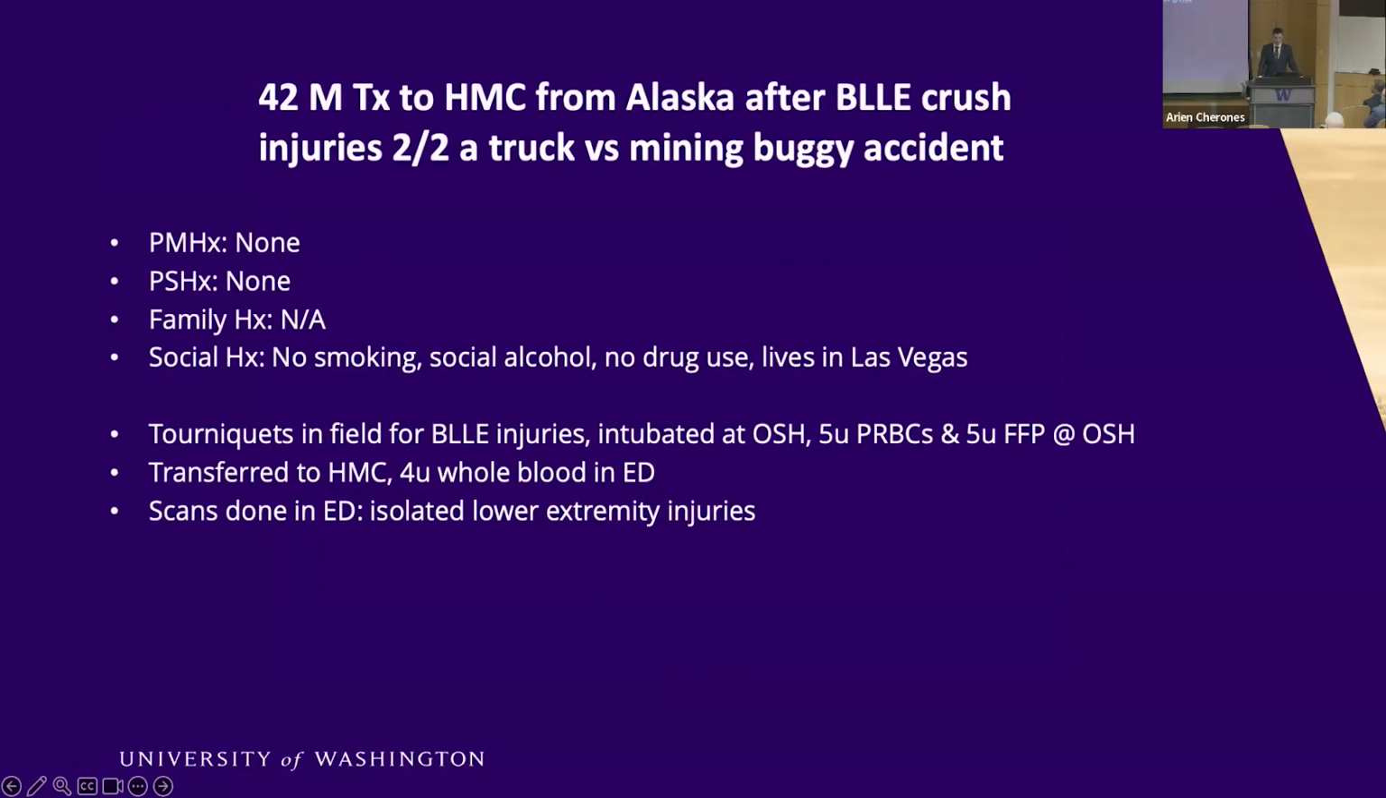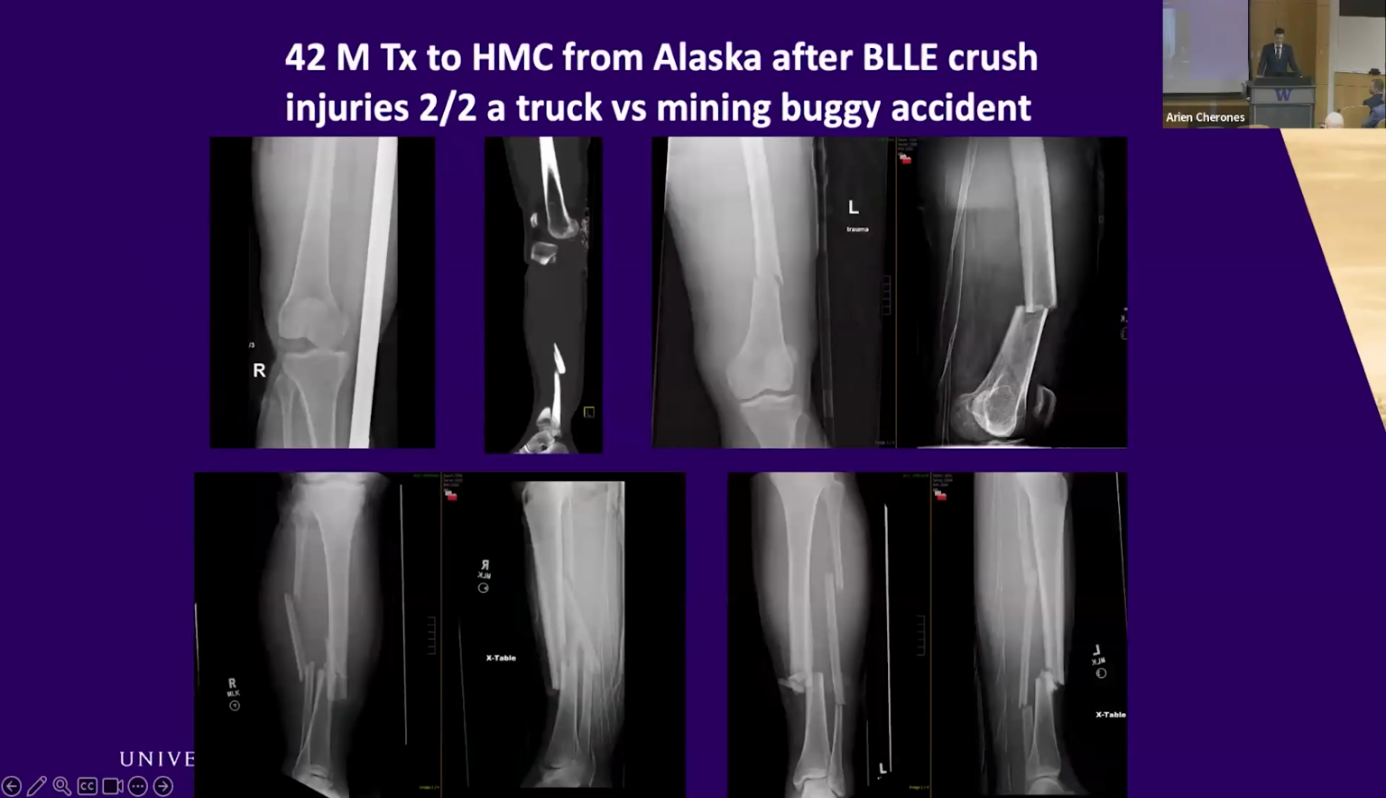In the field, he had tourniquets placed as he had active bleeding. He was taken to an outside hospital in Juneau where they took down his tourniquets. They resuscitated him a bit. They gave him 5 units of PRBCs, 5 of FFP, intubated him, and then they sent him to Harborview. At Harborview, he was still hypotensive and tachycardic. He got 4 units of whole blood. He had multiple scans done, and really he had isolated lower extremity injuries. His injuries included these, which were an open right anterior knee dislocation, and surprisingly, he did not have a vascular injury, which I still can't believe.